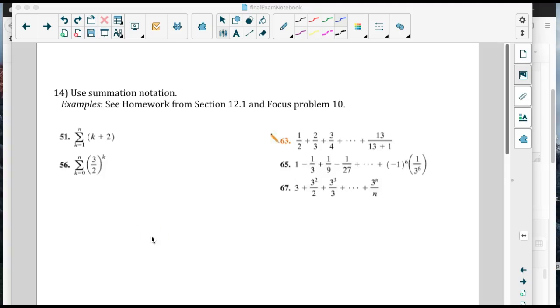Okay, in this video we're going to do the final review, problem number 14 on the worksheet. It says use summation notation, and it says see some homework from section 12.1, so I took a copy of some homework. There's 3 sections that we're going to review.